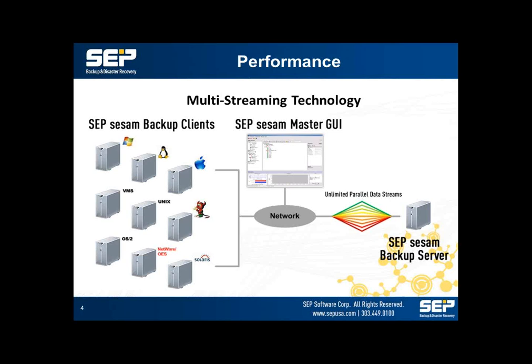So in a 1 gig connection, we expect about 100 to 125 gigs an hour. On a 10 gig, we'd expect about 1.2 terabytes an hour for backup speeds. And obviously, if we have dual 10 gig, then it just goes up linear.